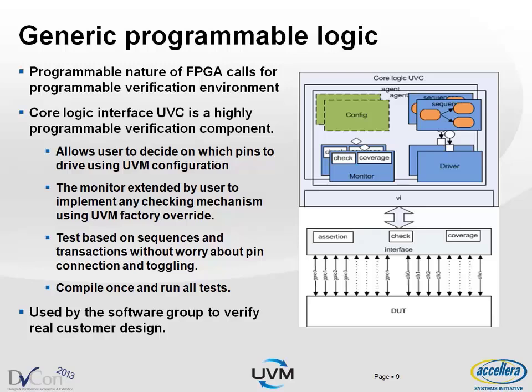So the answer to that is that we create a core logic UVC, which is a highly programmable user verification component. It's connecting to hundreds of the GPIO pins. And if you look at the block diagram here, it includes agent, monitor, driver, sequencer, and config, just as a normal verification component. But it's highly configurable. The user can decide on which pin to drive, what data to drive, and when he's going to drive it. So these are all configurable through the UVM configuration and the sequences.